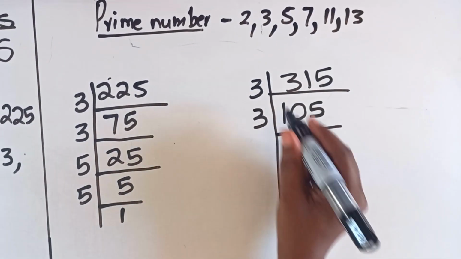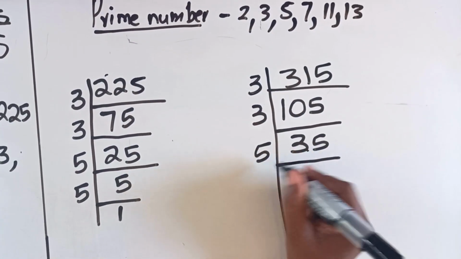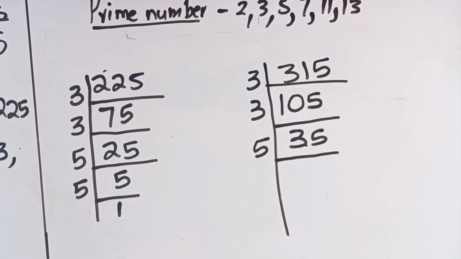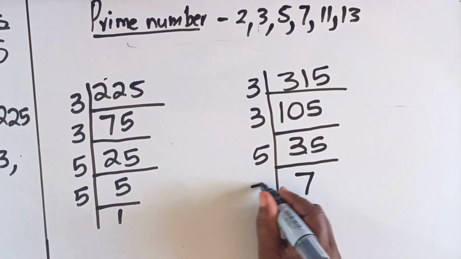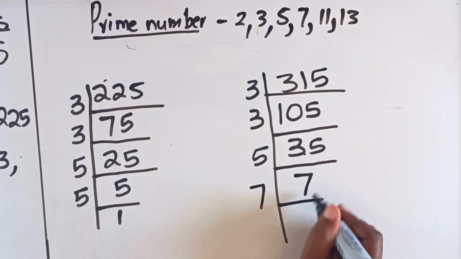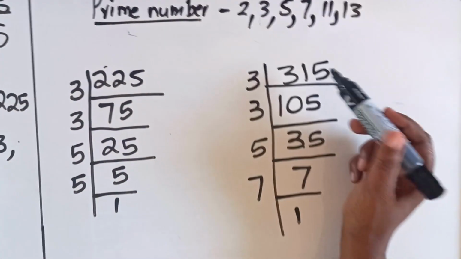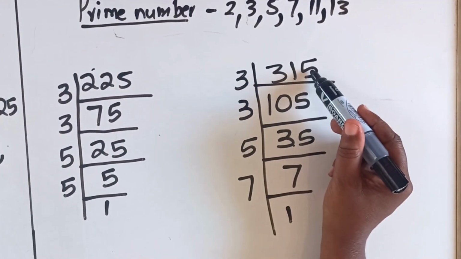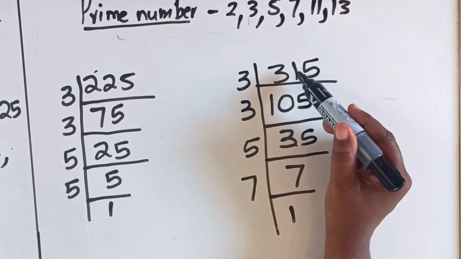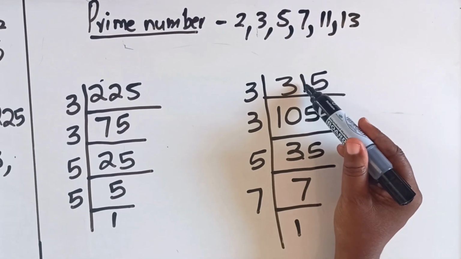So the next prime number is 5. 35 divided by 5 is 7. And then 7 divided by 7 is 1. So let me explain this again. How do you do that? You find your number that you want to find factors for, 315. You find a prime number that will be divisible here, 3. Sometimes some learners will start with 5. It will work out the same way.